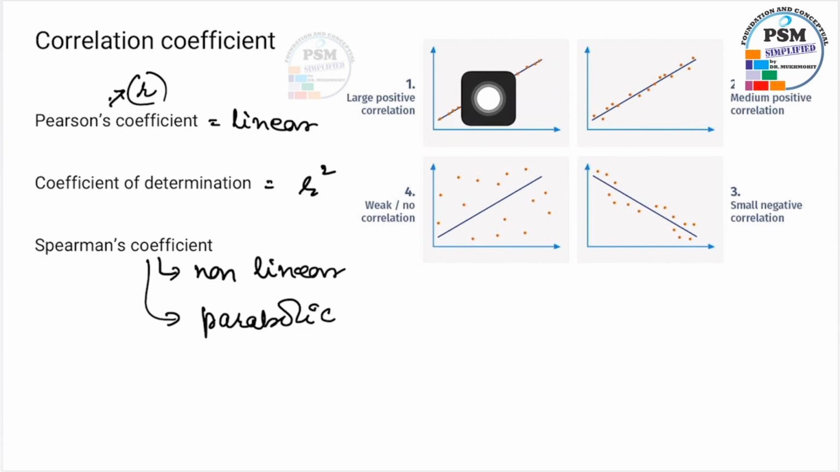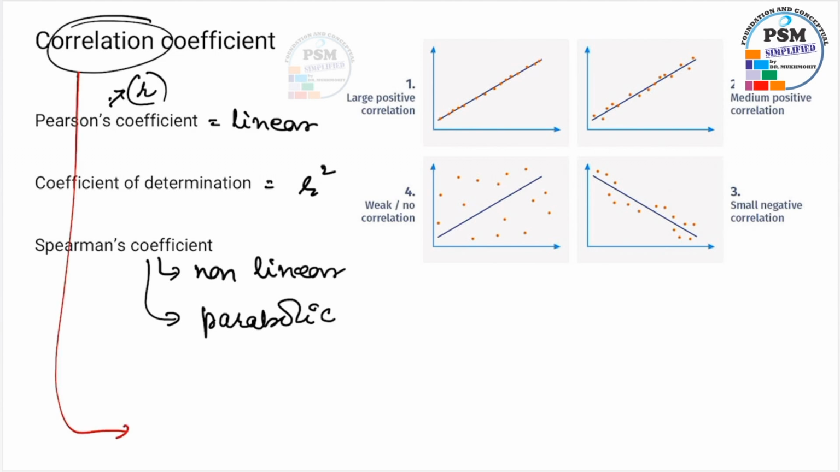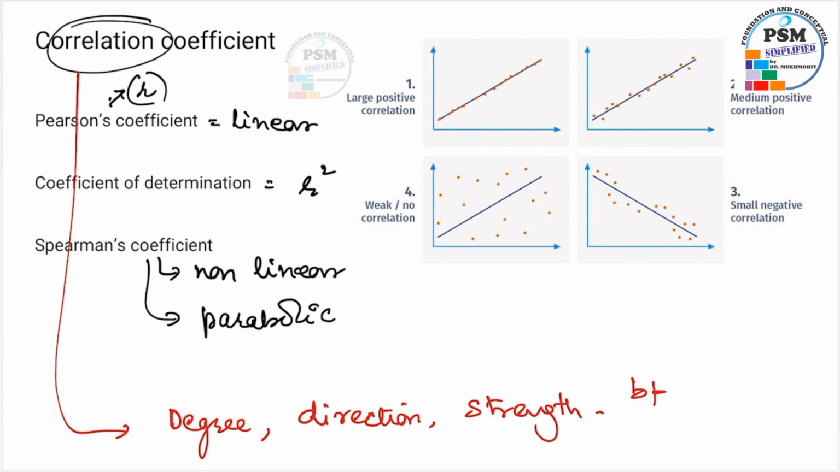As you can see in this image, we can see a largely positive correlation, because these values are close to the line. So what does correlation tell you? Correlation will tell you the degree, the direction, and the strength of correlation. It will tell you the degree or strength and the direction of the relation between two variables. It is always between two variables.